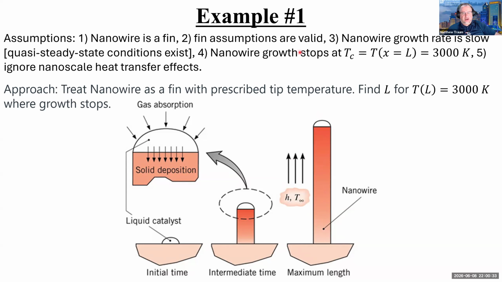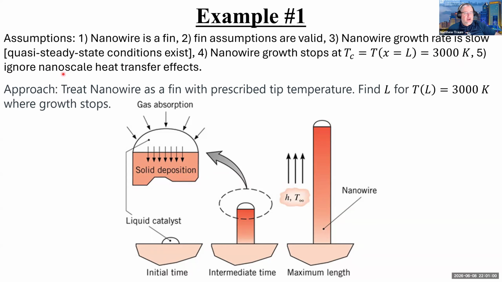The nanowire growth is going to stop when the tip reaches 3,000 Kelvin, right? Remember, it's in an environment where T infinity is 8,000 Kelvin, but it's anchored to a surface that's at 2,400 Kelvin. So this is going to act like a fin. It's going to get progressively hotter and hotter until it crosses that threshold of 3,000 Kelvin, and then it's going to stop growing.